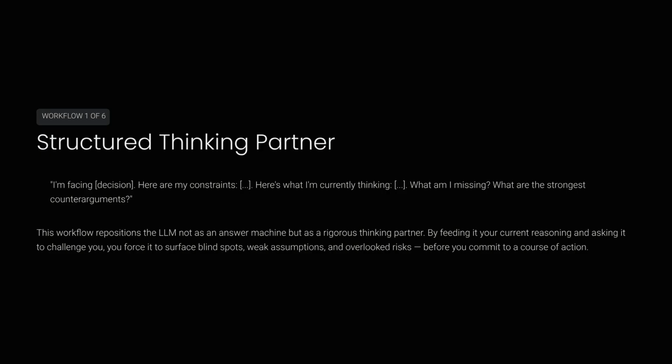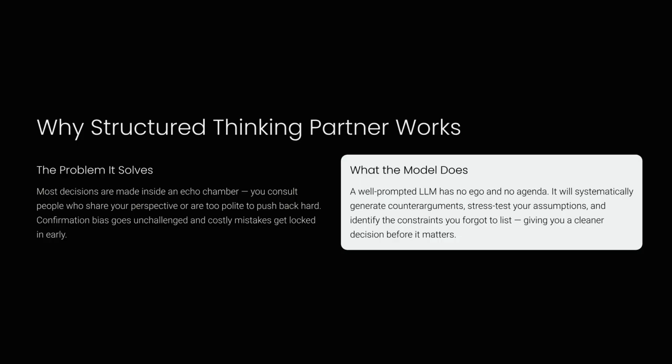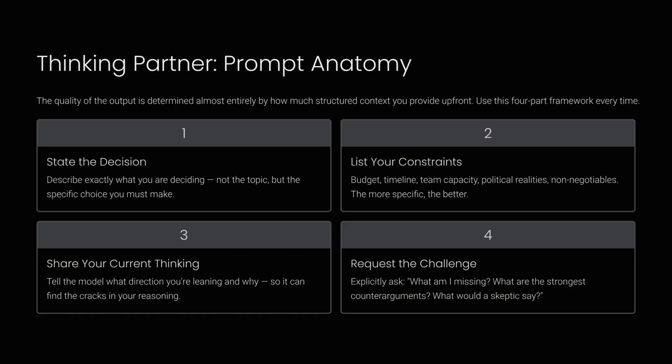By providing your decision, constraints, and current reasoning, you turn the LLM into a rigorous partner that surfaces blind spots before you commit. This works because it breaks the echo chamber of traditional decision-making. The model provides neutral, ego-free counterarguments, helping you identify assumptions or missing constraints you hadn't considered. When acting as a thinking partner, use this 4-part framework. State your decision, list your constraints, share your current thinking, and explicitly ask the model to challenge you.